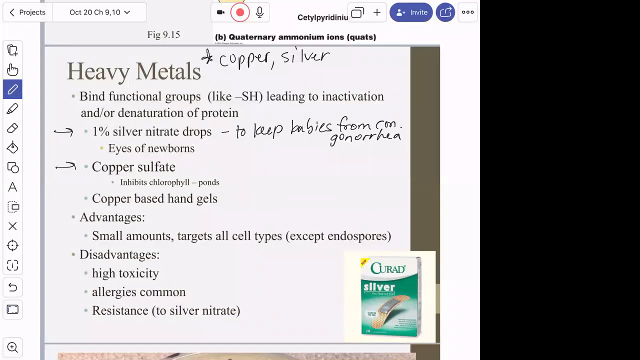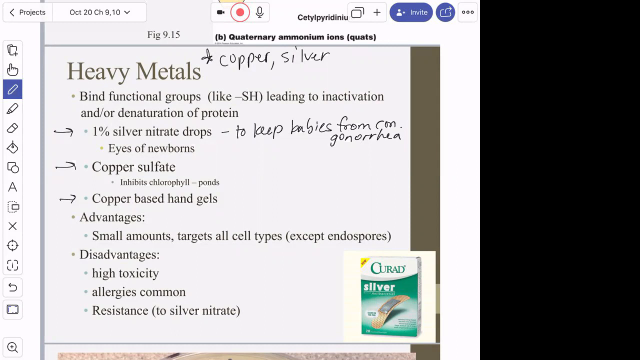Some fish are sensitive to that as well, so it depends on what kind of fish are in the pond. If you use too much, it can kill the fish. So you have to think about that. Actually, if you throw a penny in a fish tank, that can be enough copper to actually kill your fish. So again, fish are somewhat sensitive to copper. A few years ago, they came out with a copper-based hand gel that was supposed to be less irritating than the alcohol-based ones that we're all so familiar with now.